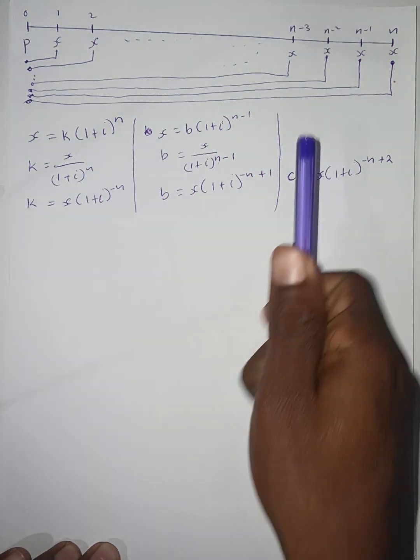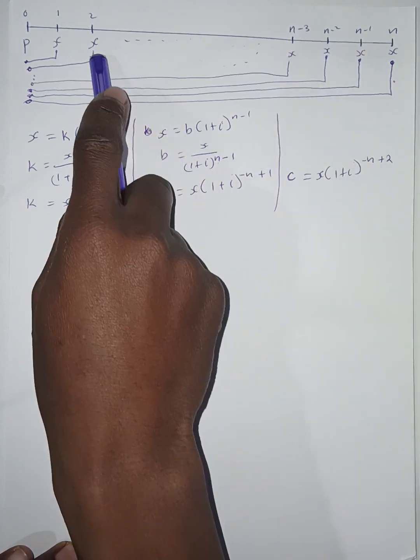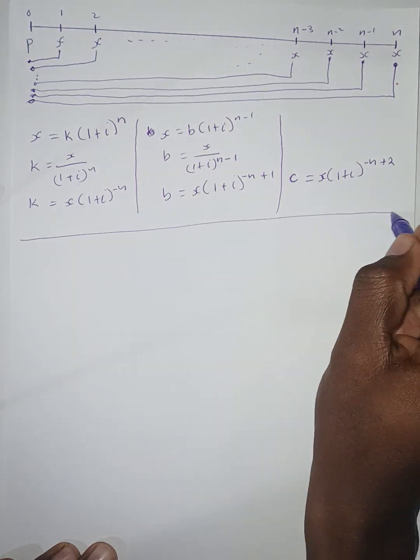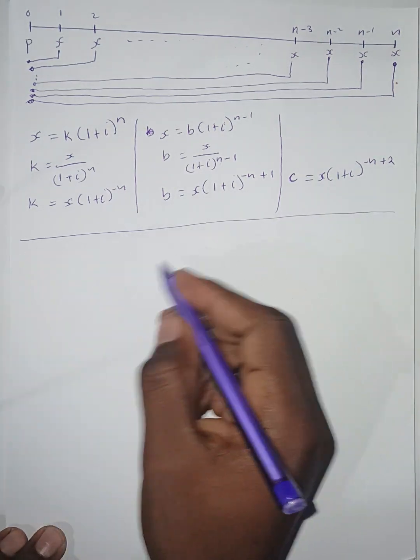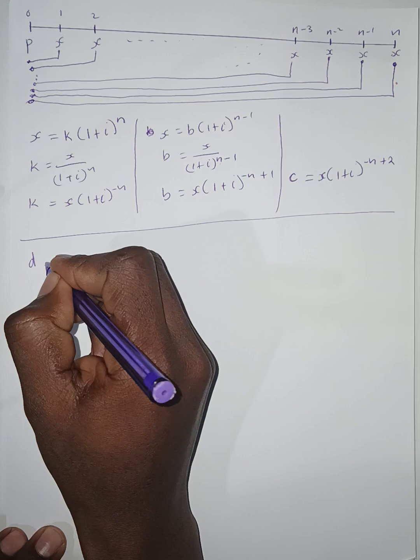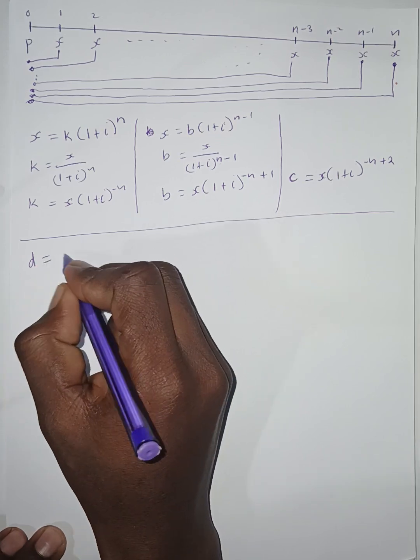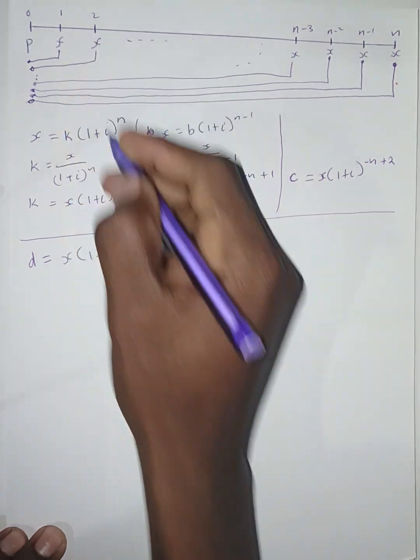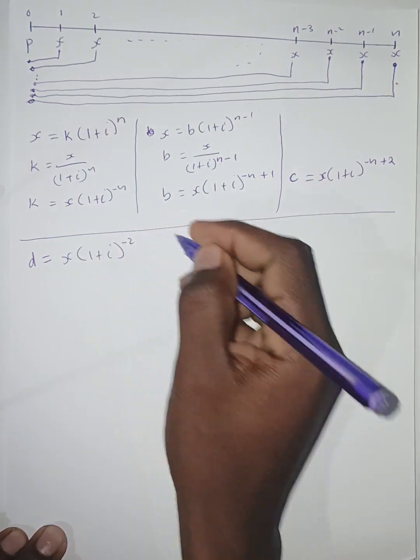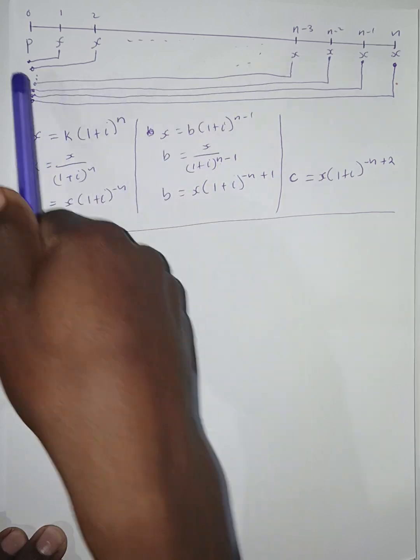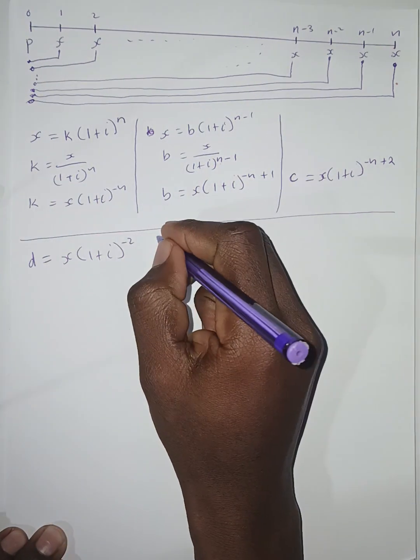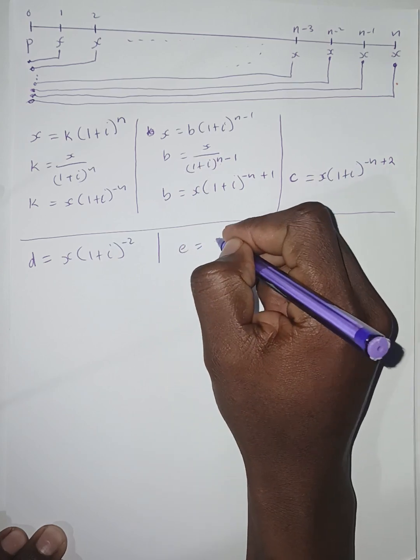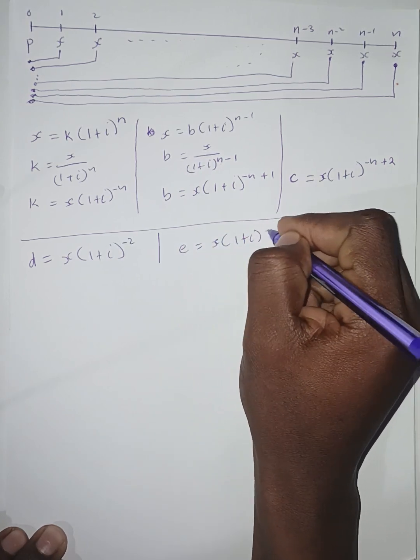In that case, I'm just going to neglect that one and go straight to the one at T2. I'm just going to call that D. So D would be equal to X (1 plus I) to the power negative 2. And the one at T1, if I find out how much it is worth at T0, I'm going to call that E. So E would be equal to X (1 plus I) to the power negative 1.